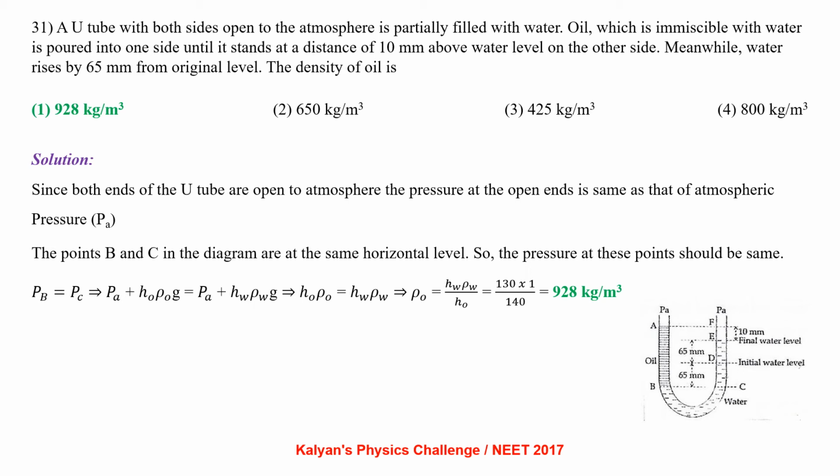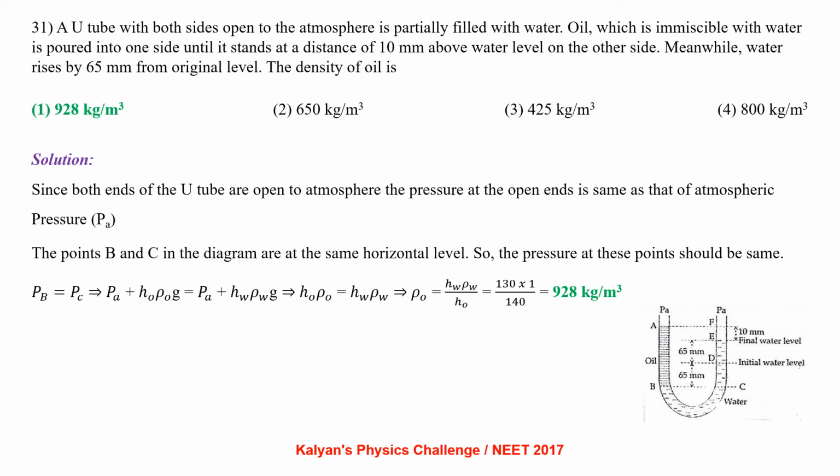Since both ends of the U-tube are open to the atmosphere, the pressure at the open ends is the same, that is equal to atmospheric pressure. As you can see from the diagram, the points B and C are at the same horizontal level. So, the pressure at B should be equal to pressure at C.